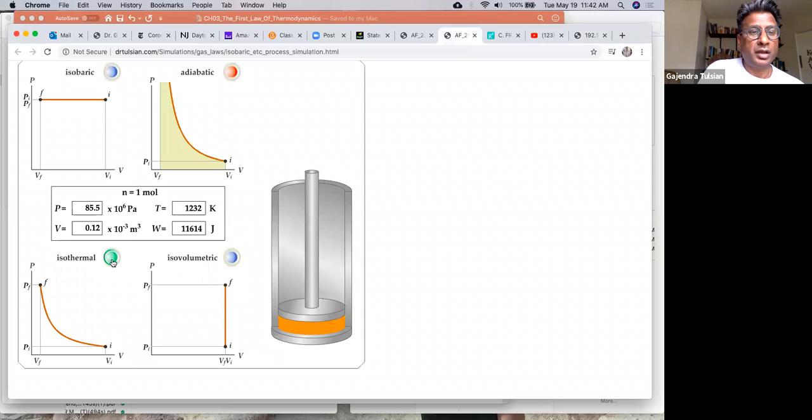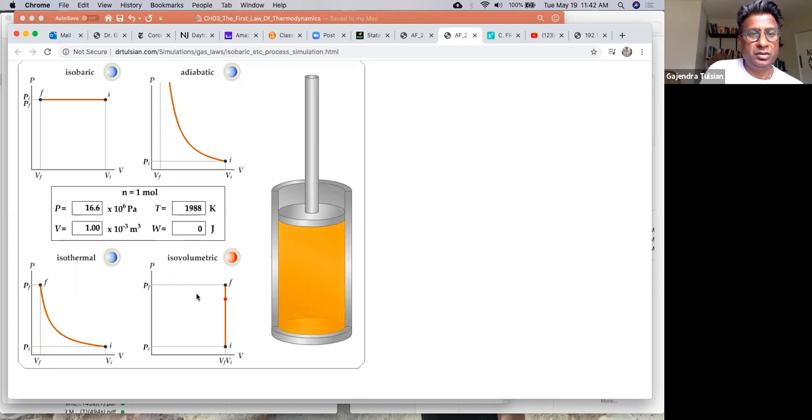Now, for an isothermal process, you'll see that the temperature will remain constant. And this is the hyperbola that we talked about. So the temperature is remaining constant. And here's an isovolumetric process. We are just adding heat to the system. The temperature is increasing and the pressure is increasing. So you're just heating up the gas. The pressure is increasing, the volume is not changing, and the temperature is increasing.